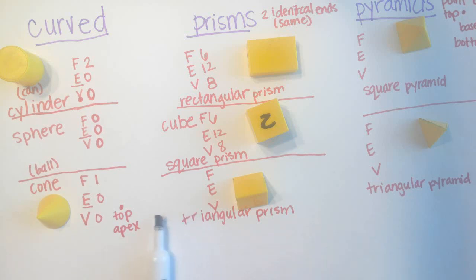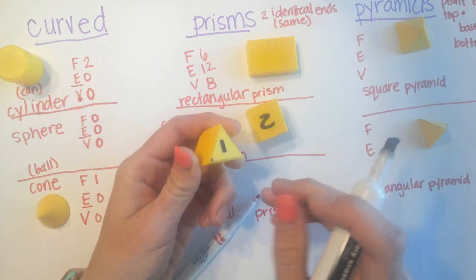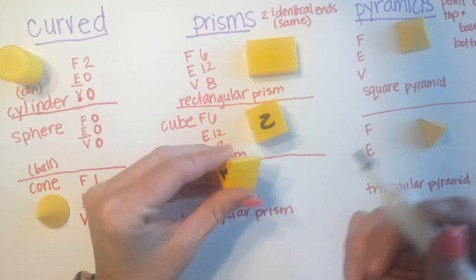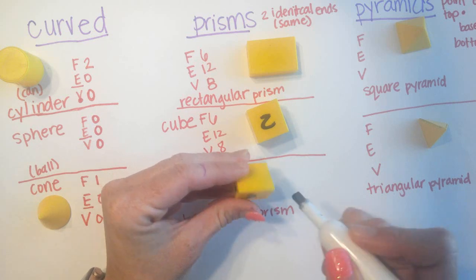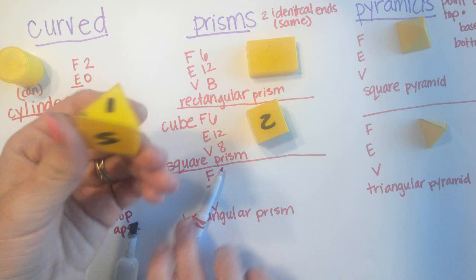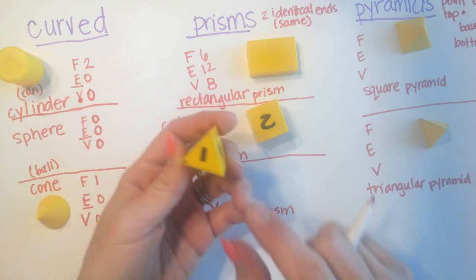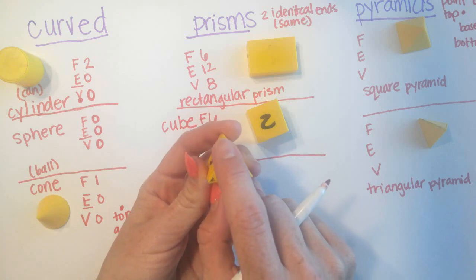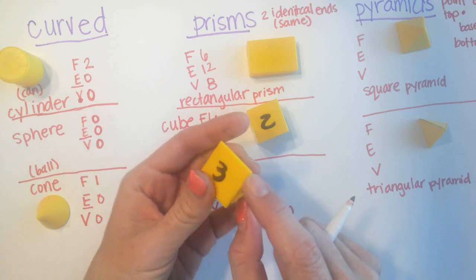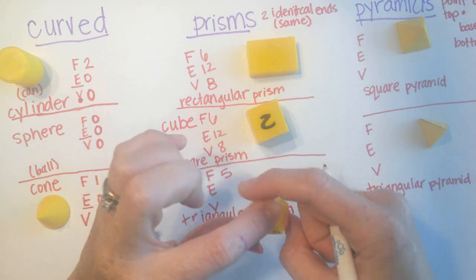Alright, a triangular prism. We're going to start at the triangles, 1, 2, and then it has rectangles, 3, 4, 5. So there are 5 faces on the triangular prism. And then edges, we'll start at the triangles again. 1, 2, 3, 4, 5, 6. Now down the middle. 7, 8, 9.